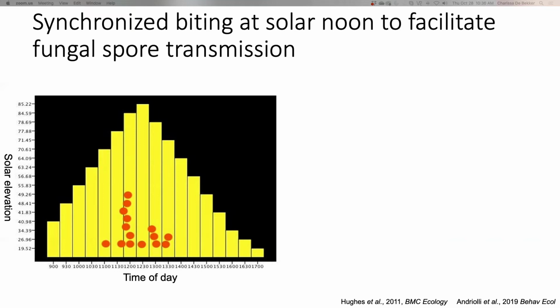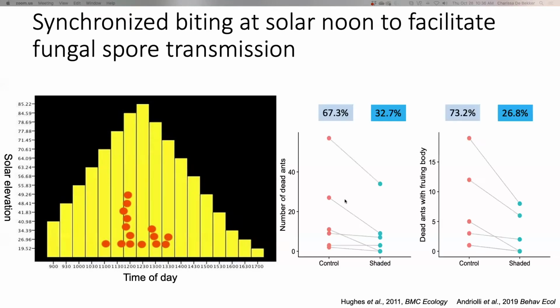Interestingly, some field work that my collaborators did in Brazil showed that maybe this biting around solar noon has a really important function. In their studies, they looked at dense areas with a dense amount of these dead ants, and they would shade half of those areas and keep the other half as a control, so unshaded. And what they found was that most infected ants in those areas would show up in the control area, where they didn't manipulate the light.